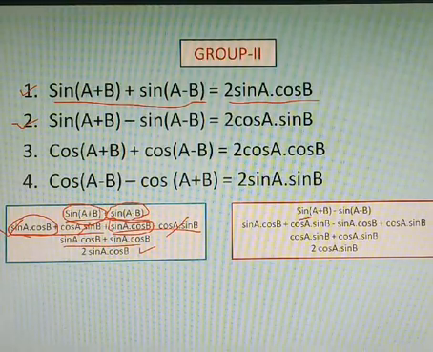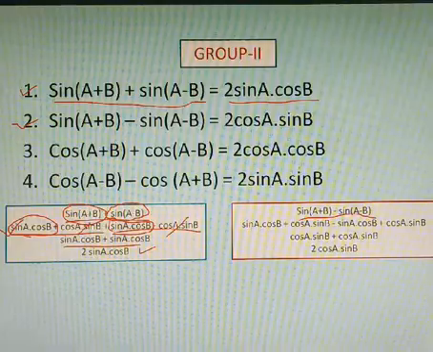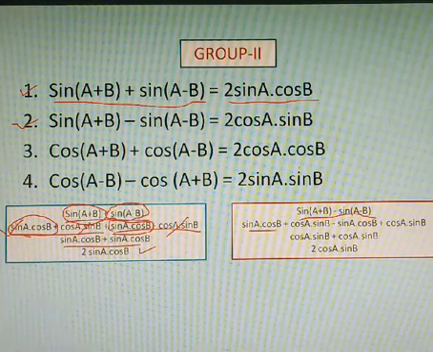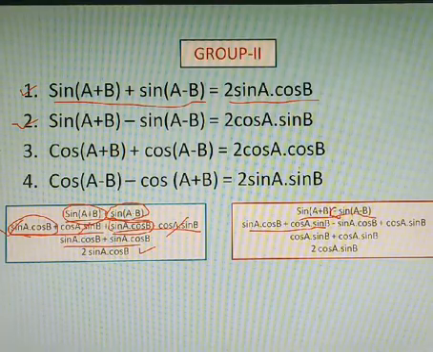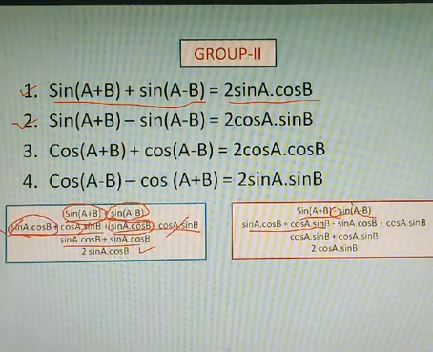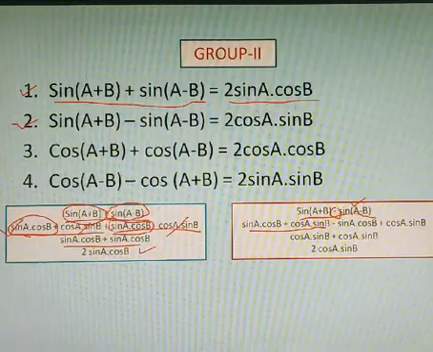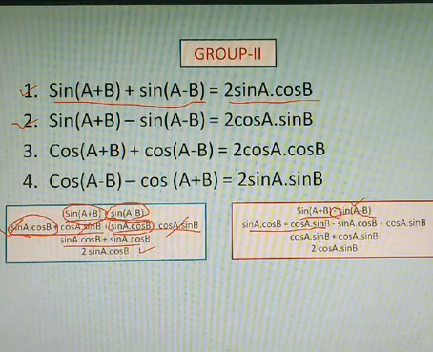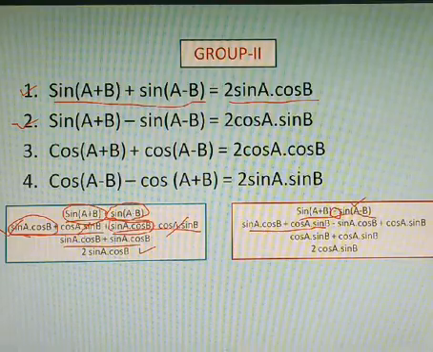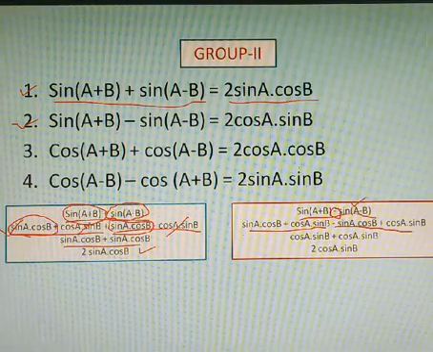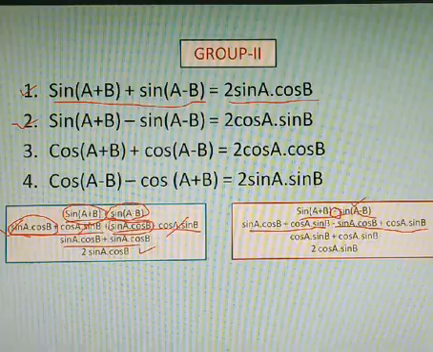You can see sine A plus B minus sine A minus B. This is the formula for sine A plus B. I have multiplied the formula of sine A minus B with a minus sign since it is common. That's why we get minus sine A into cos B plus cos A into sine B.